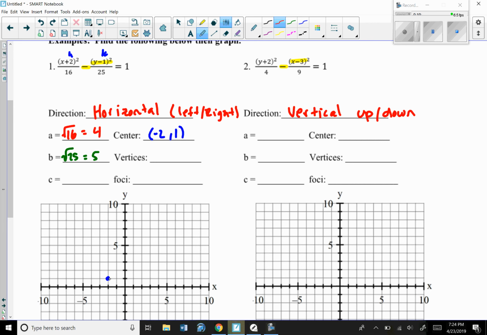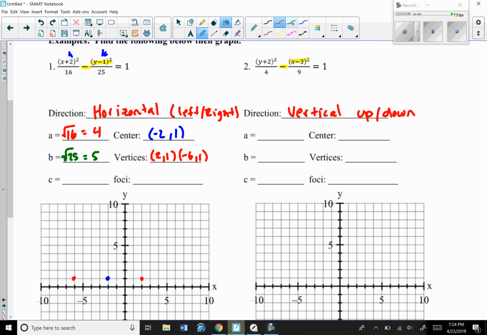And then for the distance in the x direction, because the 16 is underneath of that, we know we're going to go left and right 4. So 1, 2, 3, 4. And 1, 2, 3, 4. That gives us our vertices. So we could go ahead and write those down as well. So we know our vertices are at 2, 1, and also at -6, 1.